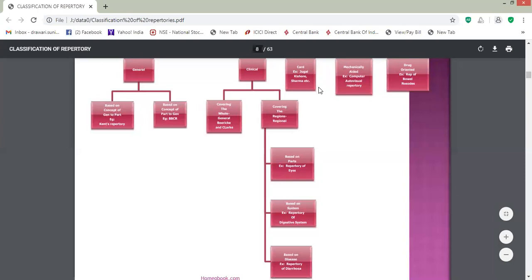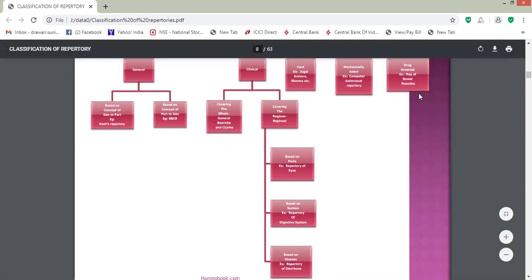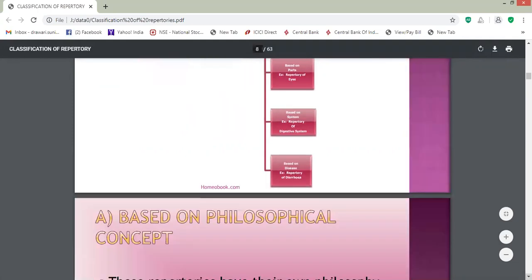The example of card repertory is Jugal Kishore's card repertory, Sharma's card repertory, etc. Then mechanical aided repertories, these are computer autovisual repertory, for example, Patel's autovisual repertory. Then drug oriented, that is repertory of vowel notions. So this is one type of classification.